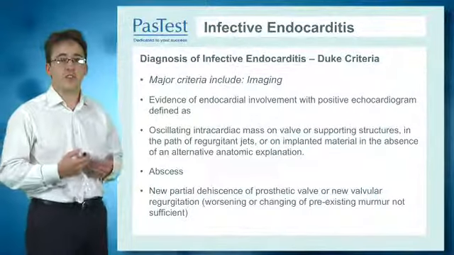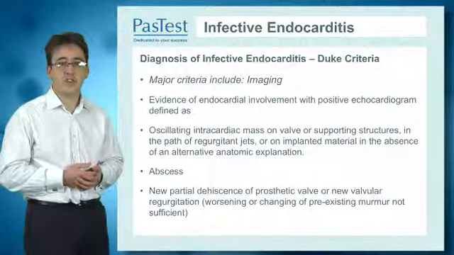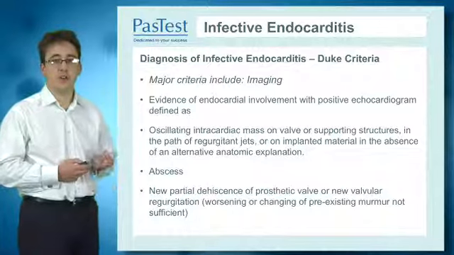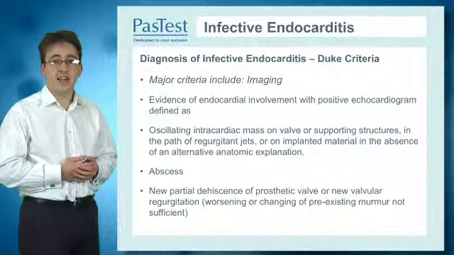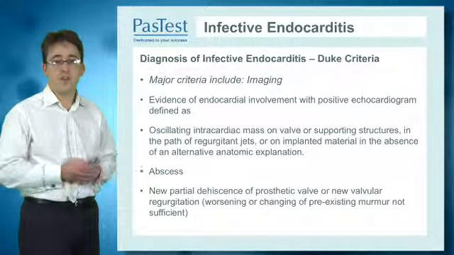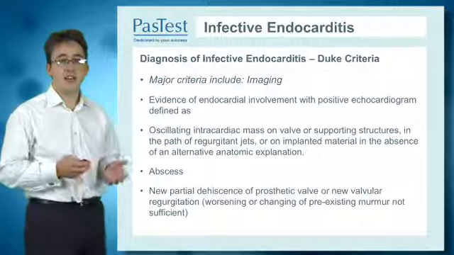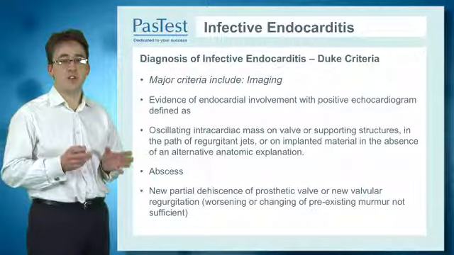So let's look at the Duke's criteria, this time looking at major criteria from an imaging point of view. So this will be evidence of endocardial involvement with a positive echo. So this will be typically an oscillating intracardiac mass on a valve or supporting structure, often in the path of a regurgitant jet or implanted material, in the absence of an alternative anatomical explanation.